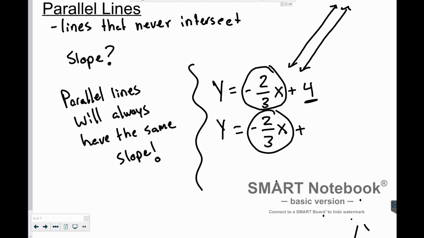You can't say the same line. That is the one stipulation. I guess I shouldn't assume that to be obvious. You can't say the same exact line. Like I couldn't put a 4 here because those would be on top of each other and intersecting at every point. But any stipulation, you could even do 4.1. Any change to that y-intercept with the same slope will give you a parallel line.